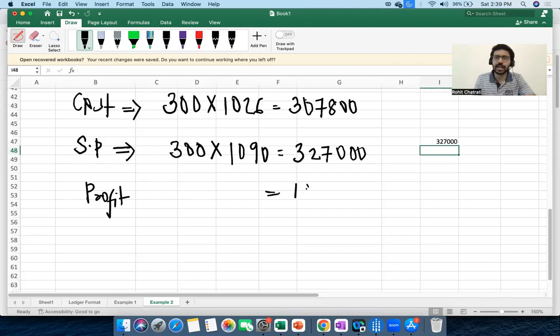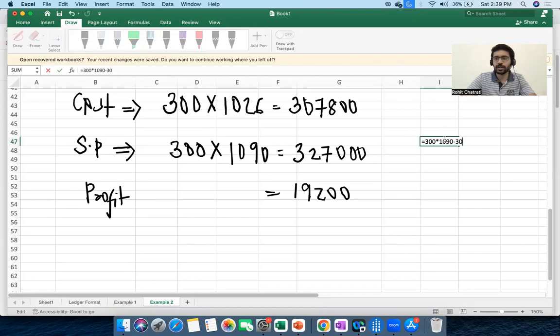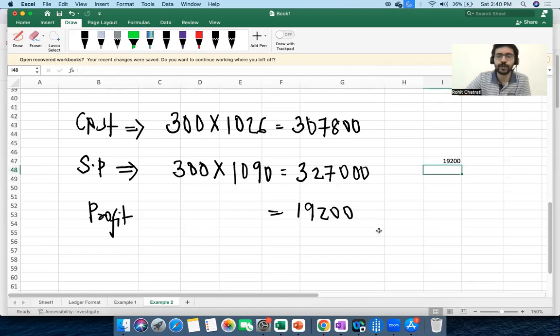I guess it will be 19,200. Let's just check that. I believe it will be 19,200. 3,27,000 minus 307,800 will be 19,200 rupees. That is my profit on sale.